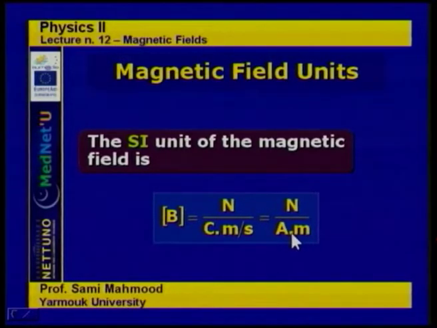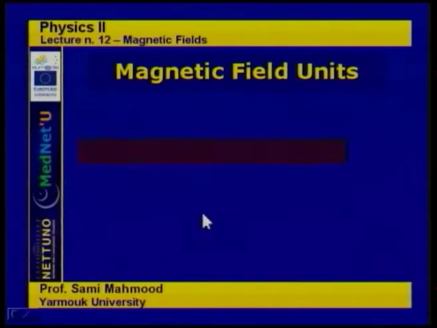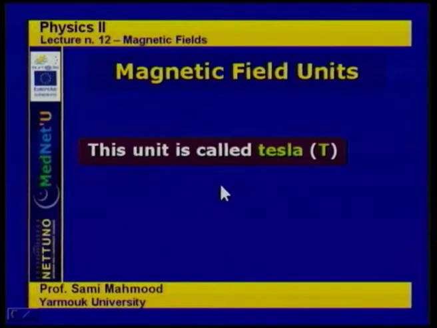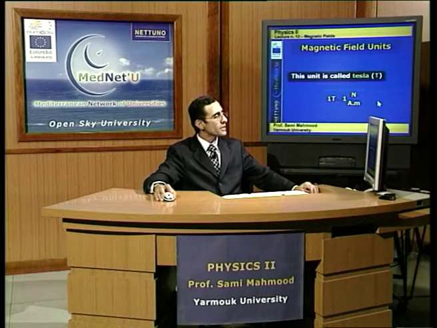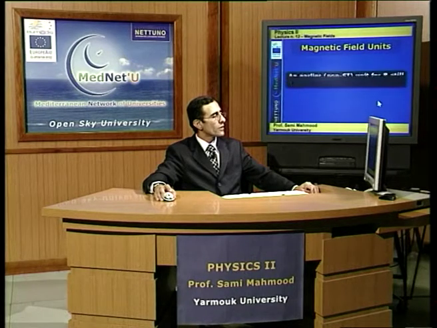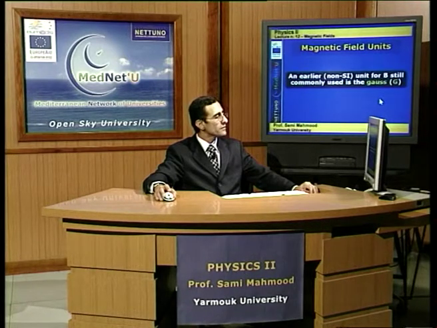And this is the international system of units. This unit is called the Tesla. So 1 Tesla is equal to 1 Newton per ampere meter. This is the SI unit of magnetic field.